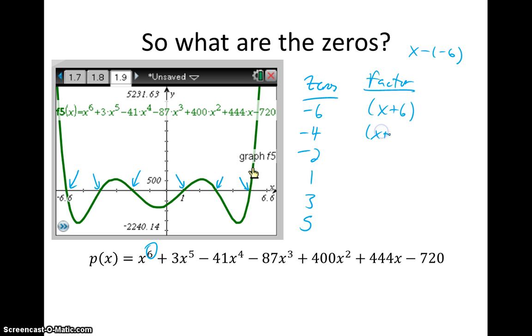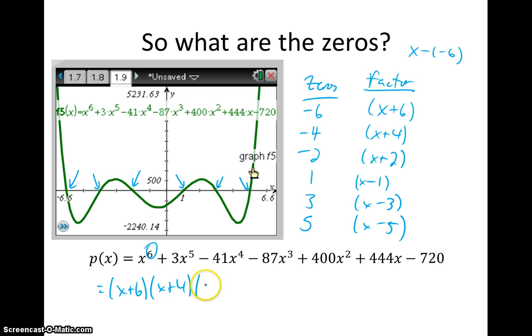So we'll have x plus 4. We'll have x plus 2. x minus 1, x minus 3, and x minus 5. So these are all our factors. So actually, the factorization of this degree 6 polynomial is the same as writing out x plus 6 times x plus 4 times x plus 2 times x minus 1 times x minus 3 times x minus 5.